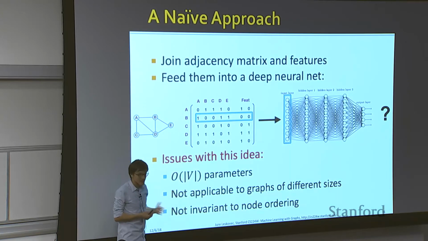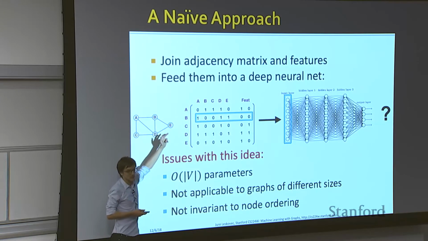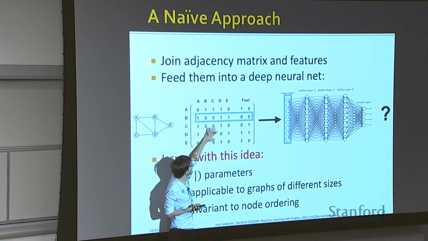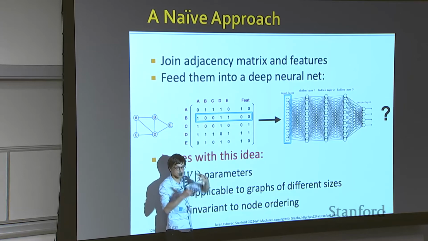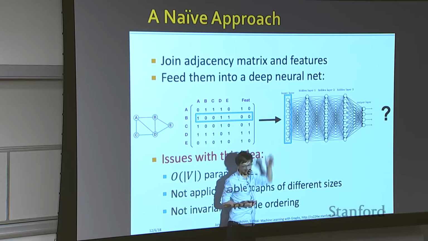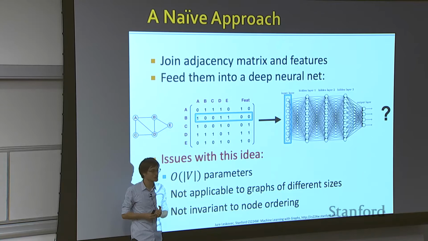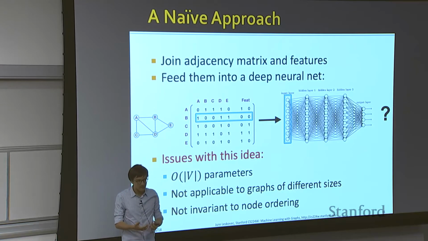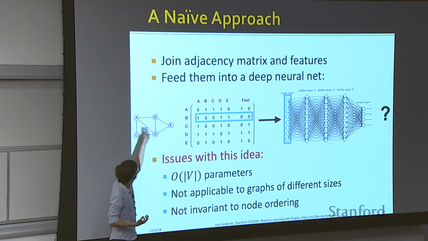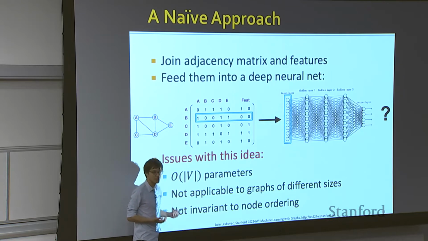And then there is another issue, which is that right now we labeled the nodes as A, B, C, D, E. But I could label them differently, and then the ordering of this adjacency matrix would change, would shuffle. And then the inputs to this matrix, to this network, would also change, and it would get completely confused, right? So the point is that graphs are invariant to node ordering. You should get the same result regardless of how you order or how you number the nodes. So these are the three reasons why this won't work.